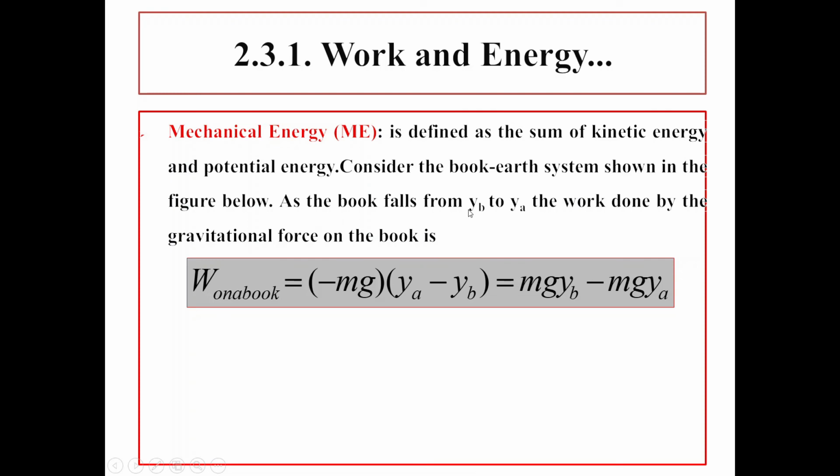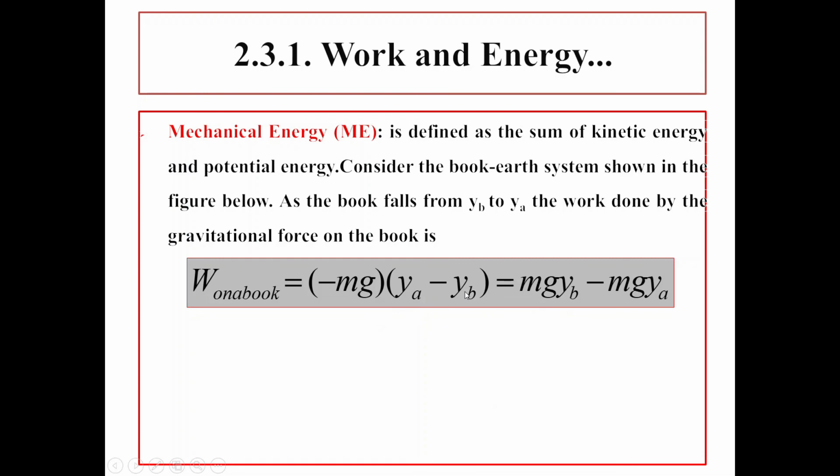So as the book falls from y_b to y_a, the work done by the gravitational force will be minus mg. The book is not going upward. The book is going downward. That's why we use from y_a to y_b. y_b is the initial position of the book. y_a is the final position of the book. So y_b, this height, is greater than this height.